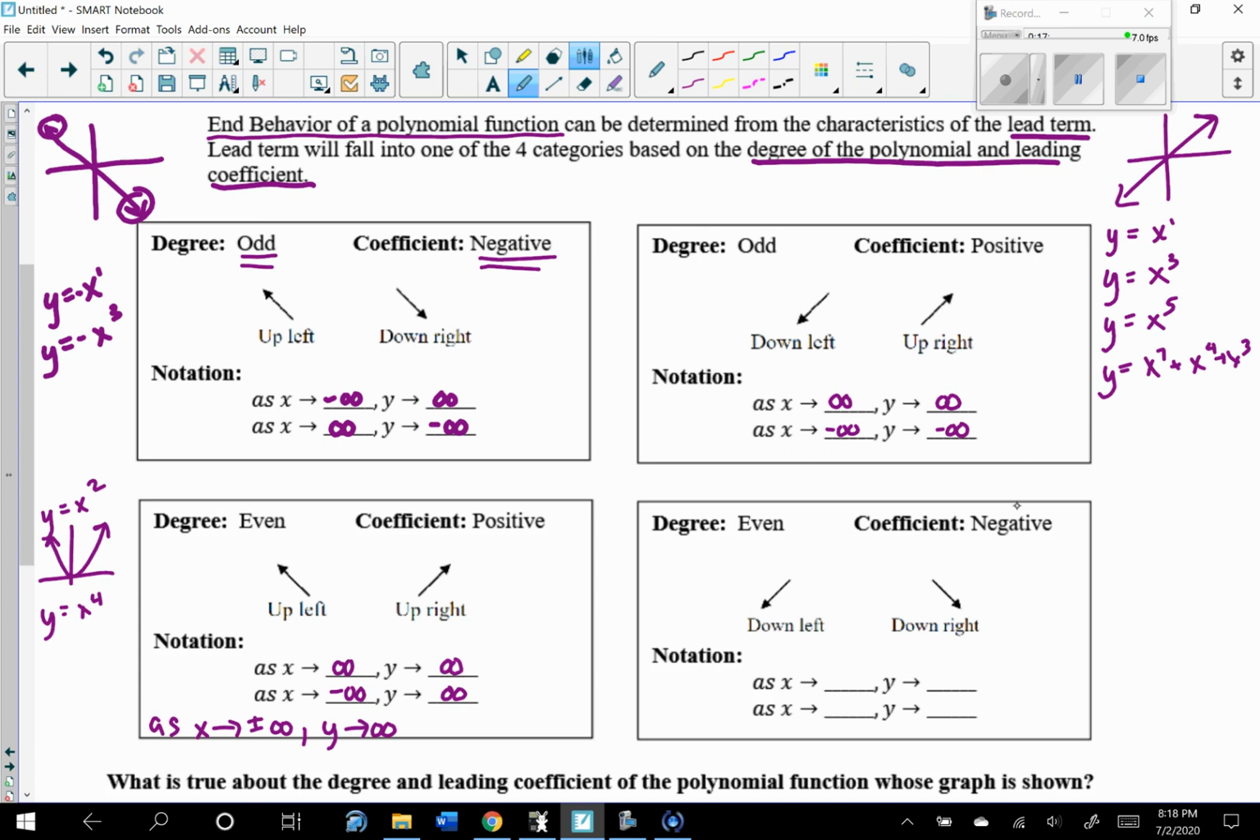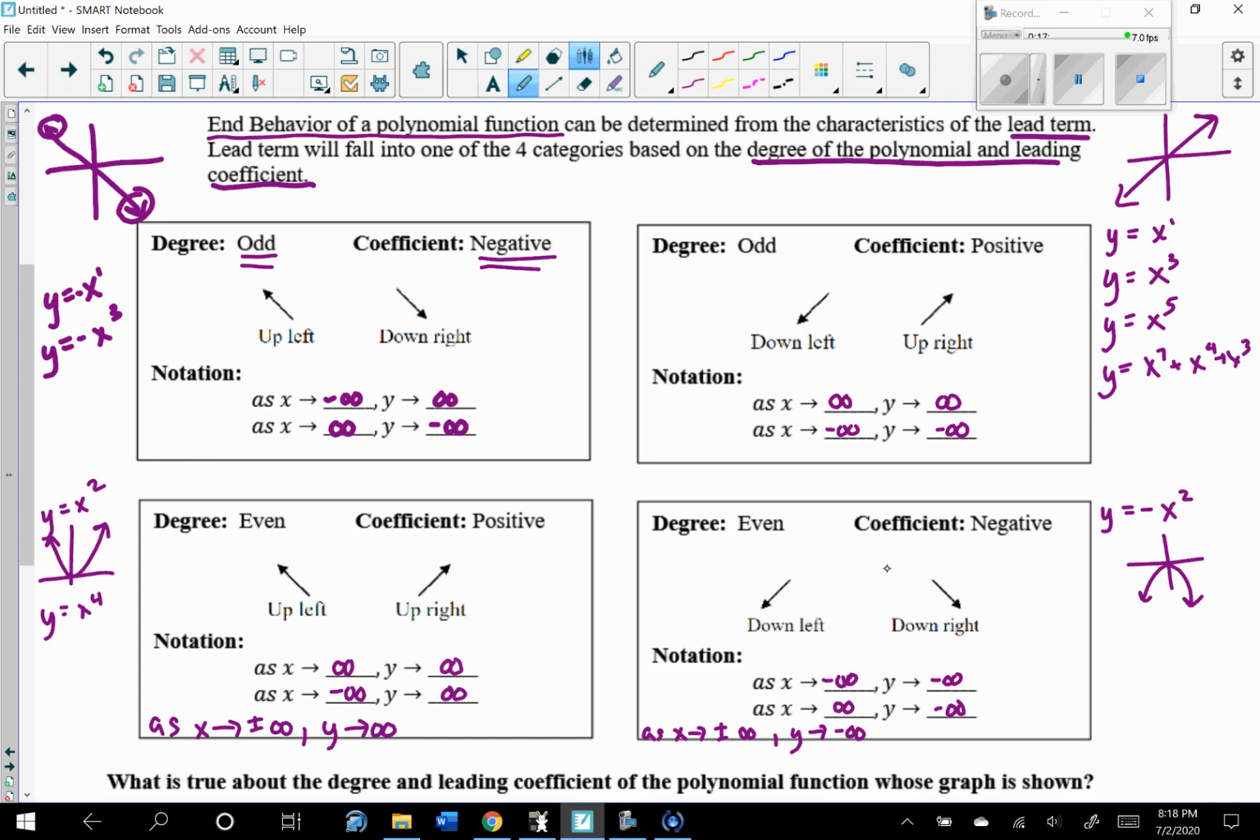So if the leading coefficient is negative and even, think about your smallest even again with a negative leading coefficient, y equals negative x squared. We know when we have that negative, it makes our graph reflect across the x-axis or open down. So that means both ends would be going down towards negative infinity. So as x approaches negative infinity, y approaches negative infinity, and as x approaches positive infinity, y approaches negative infinity, or you can write it all together as x approaches plus or minus infinity, y approaches negative infinity.